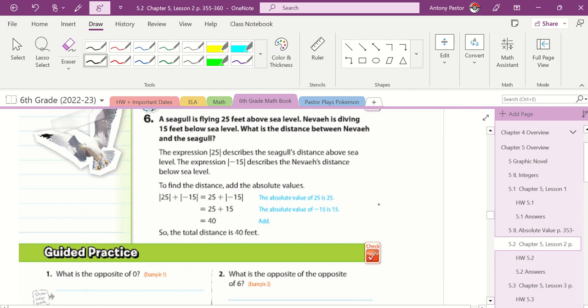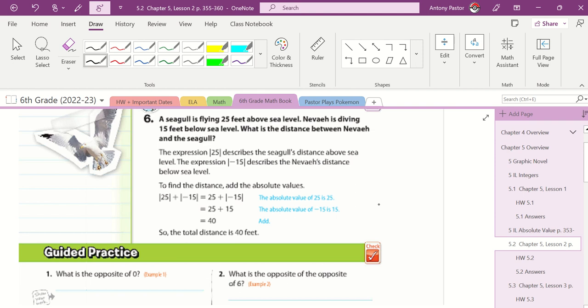We can do this example, and then we're going to call this one a video for today. A seagull is flying 25 feet above sea level. Nevaeh is diving 15 feet below sea level. What is the distance between Nevaeh and the seagull?